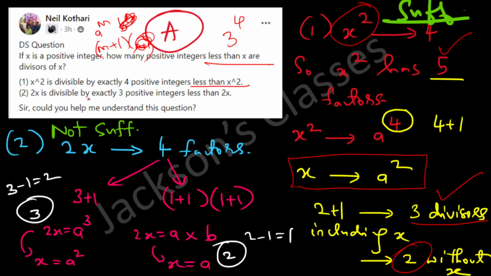All right, now let's look at statement 2 alone. It says 2x is divisible by exactly 3 positive integers less than 2x. All right, so that means 2x has 4 factors including 2x, right?